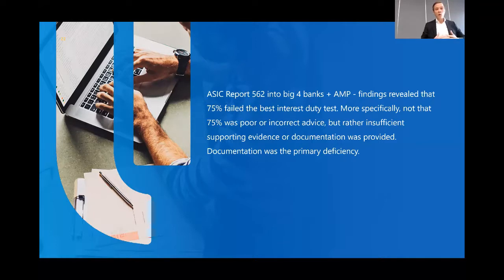And you may recall the headlines at the time because the findings were headline worthy, if you like: that 75% of those 200 pieces of advice were determined by ASIC to fail the best interest duty test.